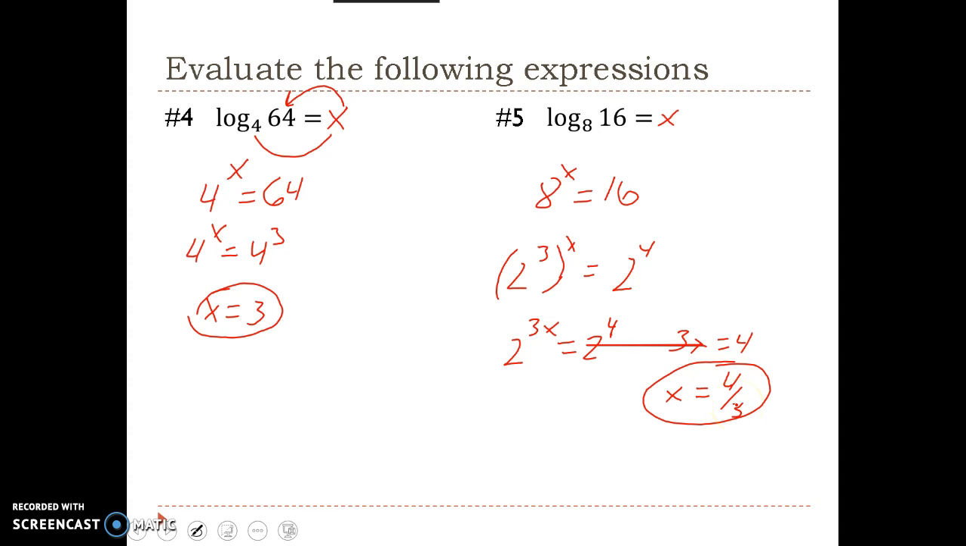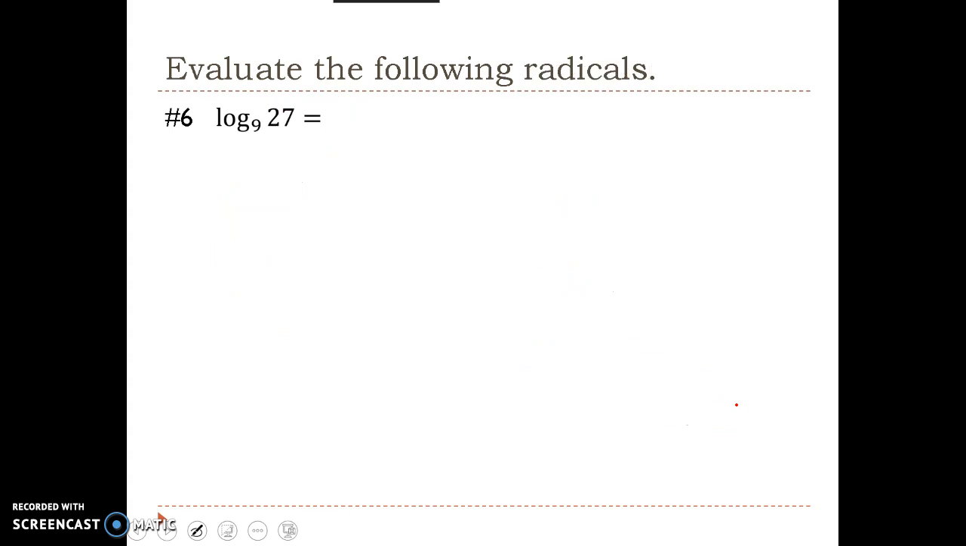And so what is the log base 8 of 16? The log base 8 of 16 is 4/3. Let's try another one. Here we have the log base 9 of 27.